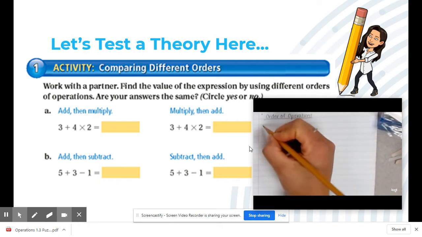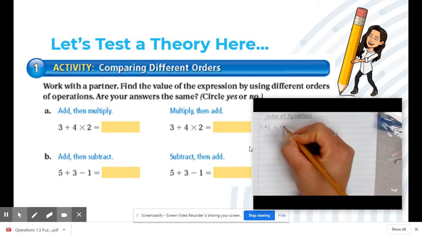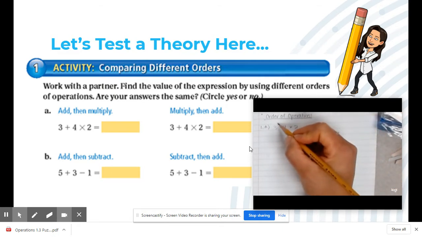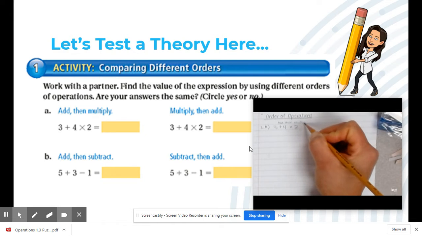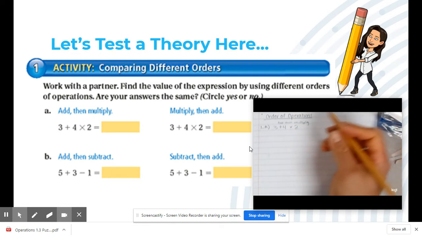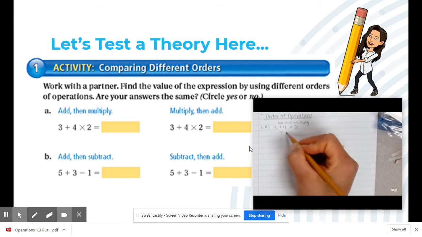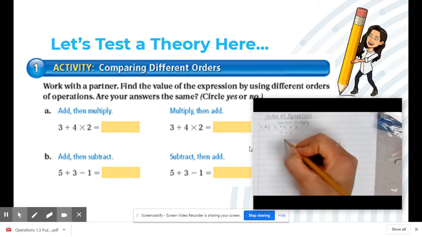And we're going to write down problem 1A. And the problem is 3 plus 4 times 2. So it says to add first. So add, then multiply. So I'm going to add 3 and 4, 7. Now I'm going to multiply 7 times 2, which is 14.